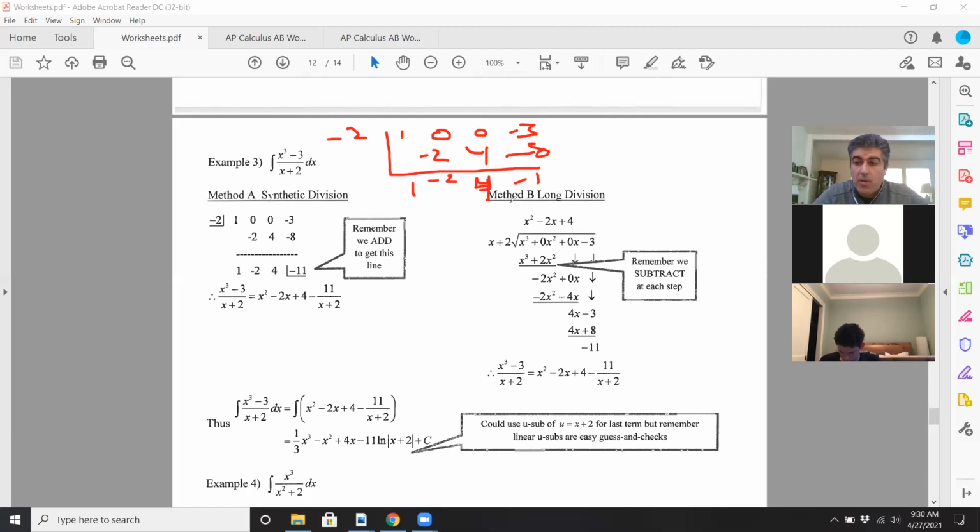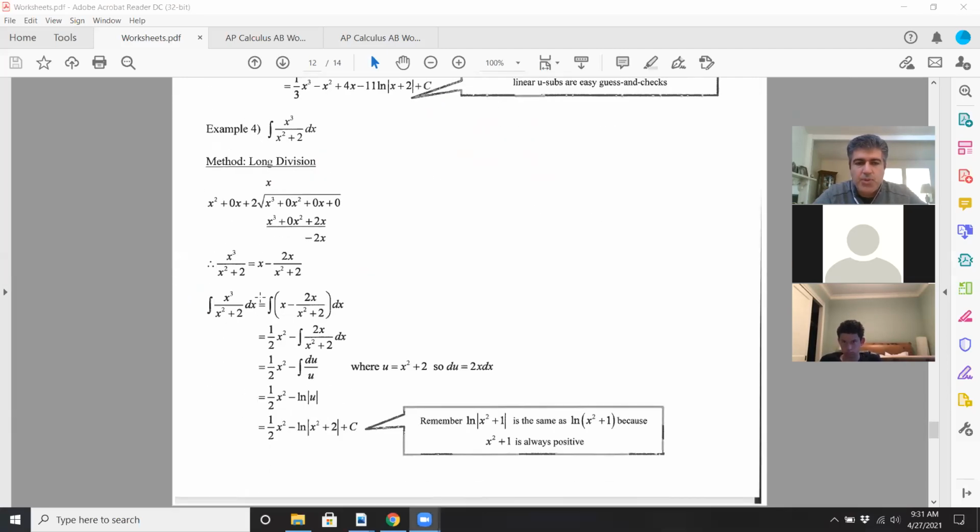So these numbers are the coefficients of the quotient. So these are equivalent expressions. Then you integrate this, and that's not hard to integrate. You just do each of those separately, and you're fine. You can do long division if you want to get the same results. Sometimes you don't have a choice but to do long division, like the case of example 4.